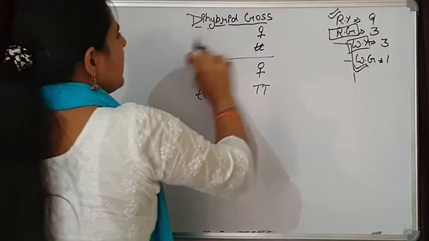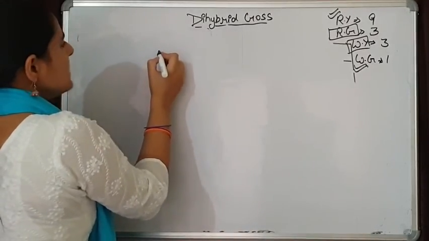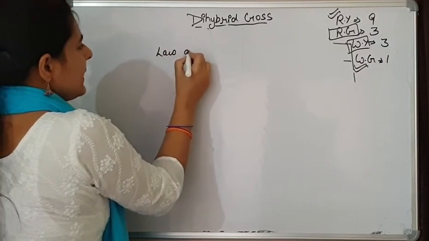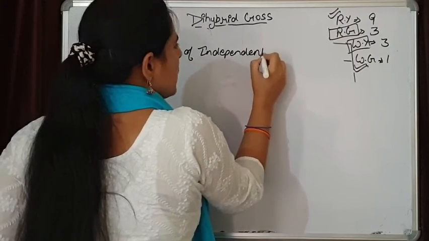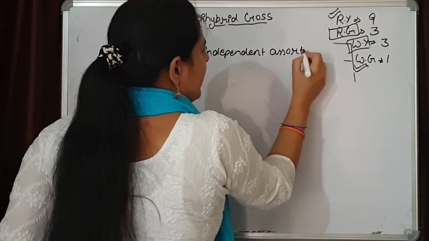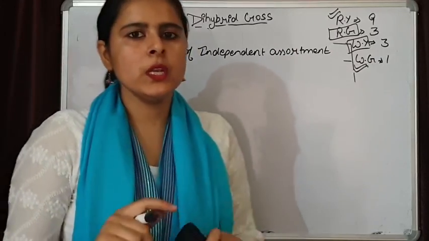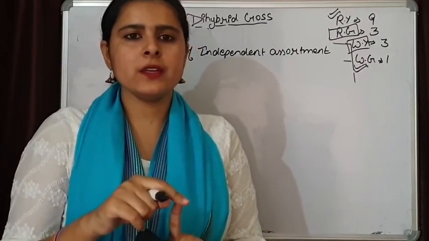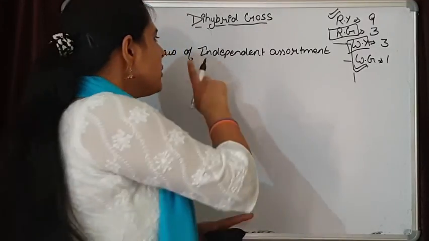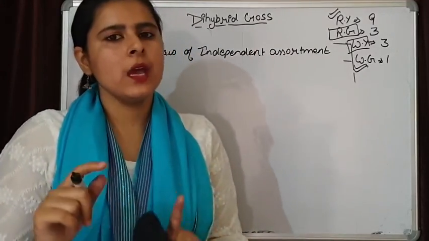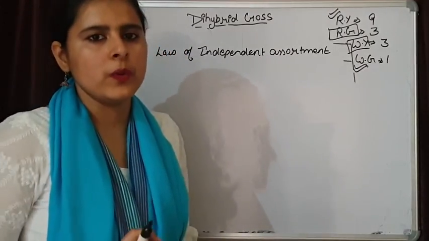Now let's talk about the second law, that is the law of independent assortment. Up to here we have discussed 3 laws. This is the 4th one. We talked about the law of unit factors, law of dominance, law of segregation, and the 4th one is the law of independent assortment. What is independent assortment talking about?